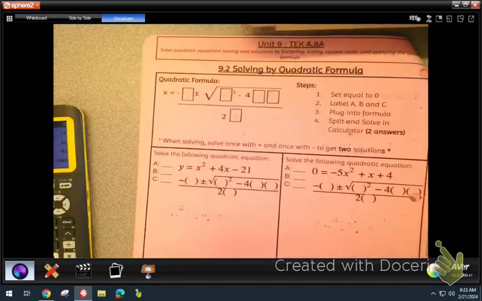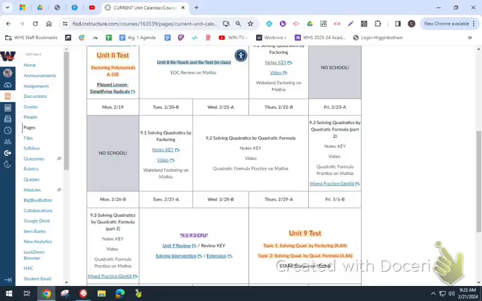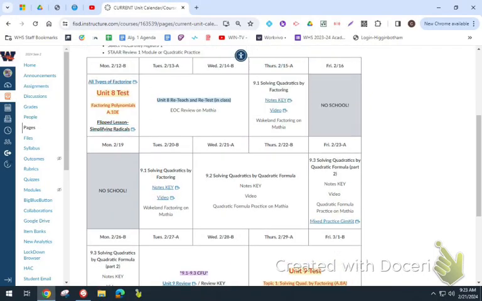We're in the solving unit. Let me show you the calendar real quick so you can have an idea of what we're doing. We're in the solving quadratics. Last time we talked about solving by factoring. And we factored and we set equal to 0, all the things. We love factoring. We're getting good at that. And we practiced that. Today and next class, we're going to be solving by the quadratic formula. This is just another tool in the toolkit of solving, okay?